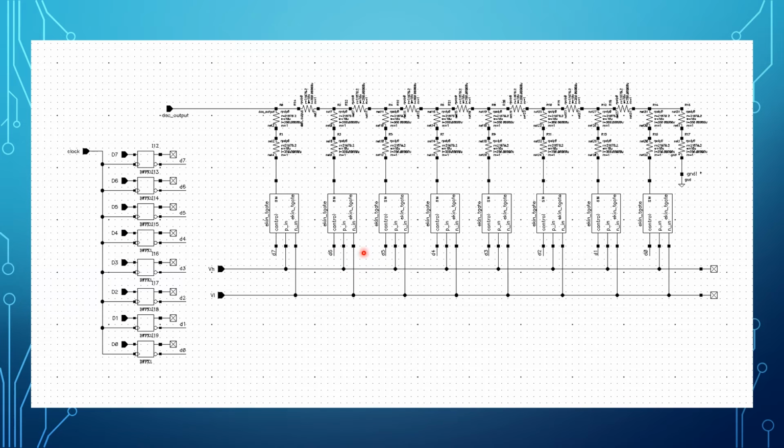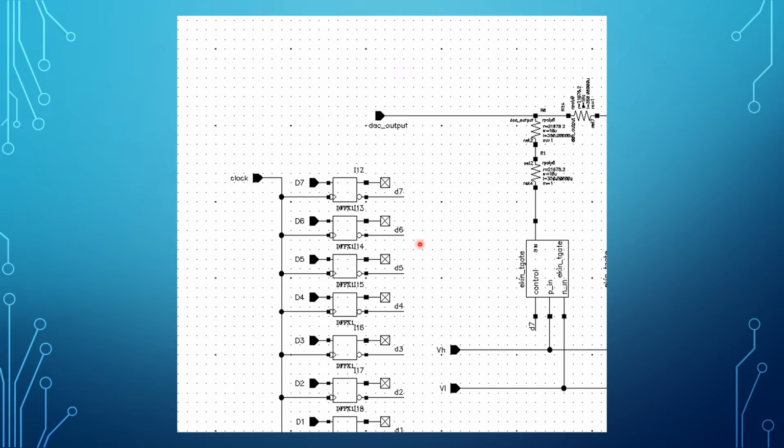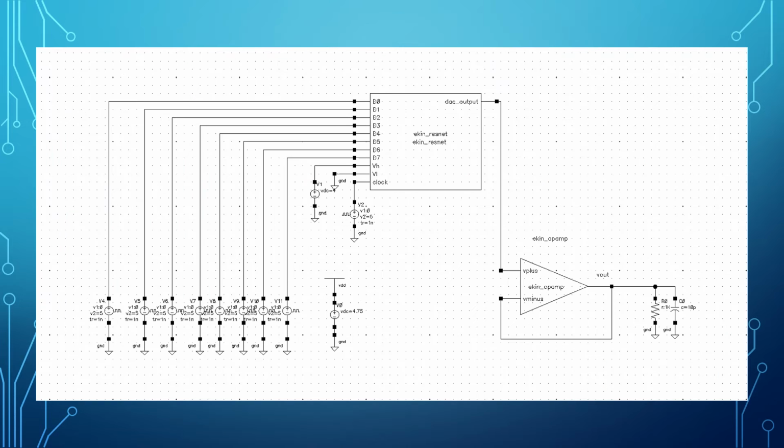You can see the R2R ladder network in the figure here. We have the flip-flops for input, we have the transmission gates, and we have the R2R ladder network, and VH and VL are for the inputs. You can see the close-up view of the previous schematic here. I used an R value of 22K.